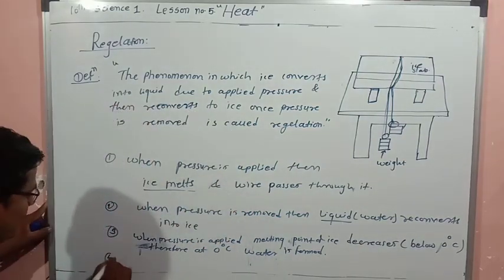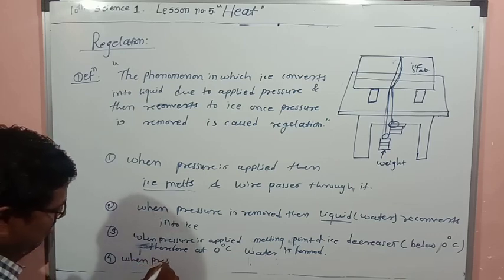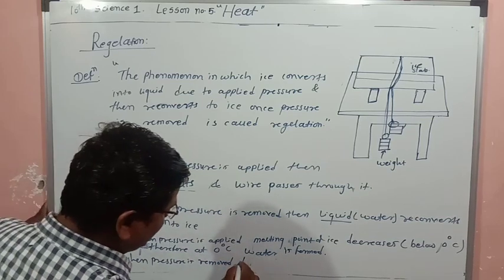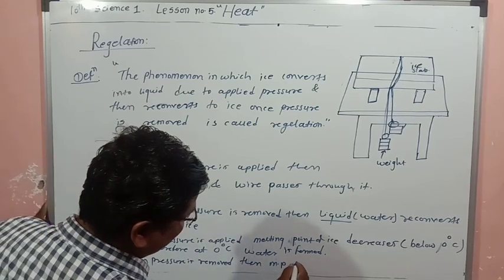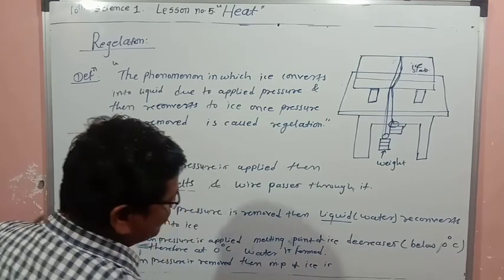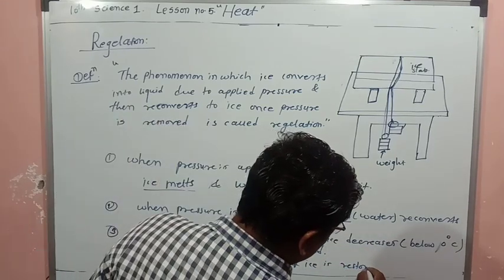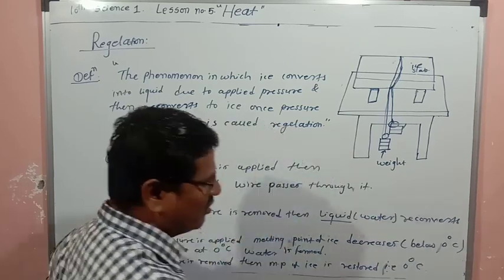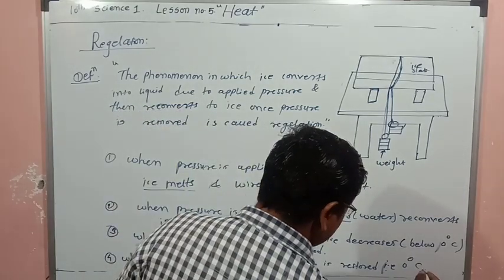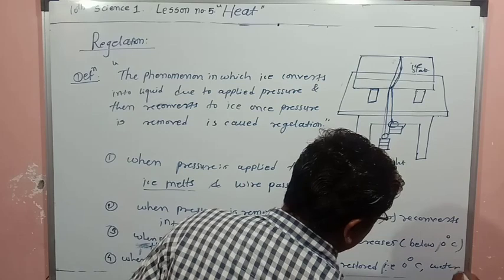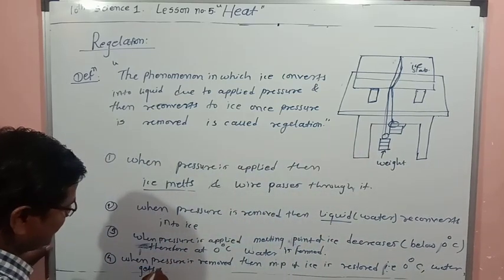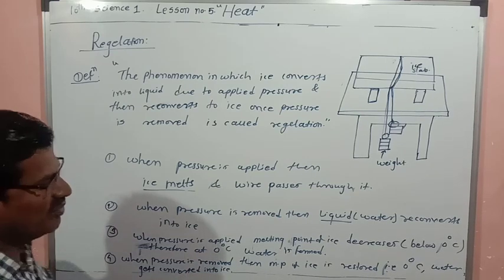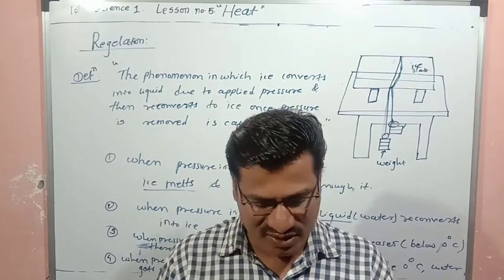And the fourth point: when pressure is removed, the melting point of ice is restored. That means it becomes 0 degree Celsius again. So at 0 degree Celsius the water gets converted into ice, and this happens immediately.